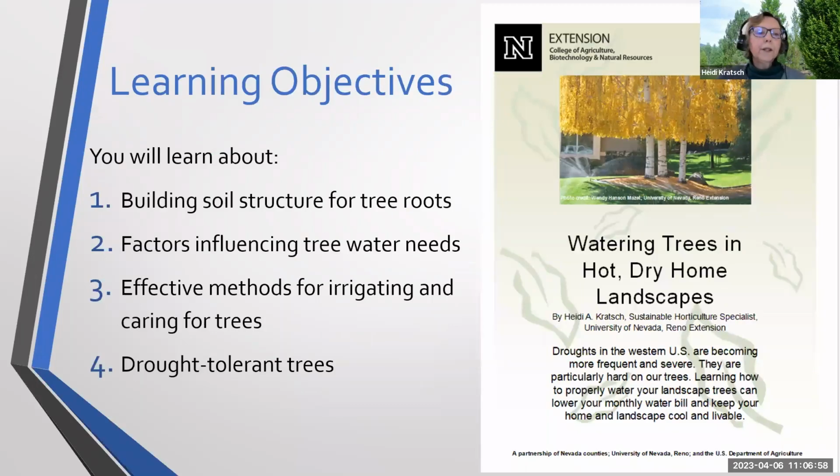All right, so here are our learning objectives today. We're going to talk about building soil structure for tree roots, and then we'll talk about factors that affect tree water needs and move into effective methods for caring for trees, including proper irrigation. And then finally, we'll talk about drought tolerant trees, those that can tolerate water stress better and allow for effective landscape water conservation.